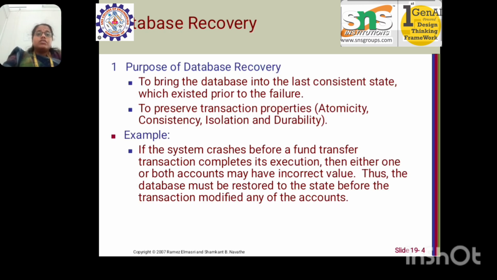The first one is the database recovery purpose. If the data is lost, we restore it to the consistent state which existed prior to the failure. For example, if I am doing some transaction and at that time the system or the transaction fails, how can I recover all of that and return to normal? Today we are going to see how we can do that.